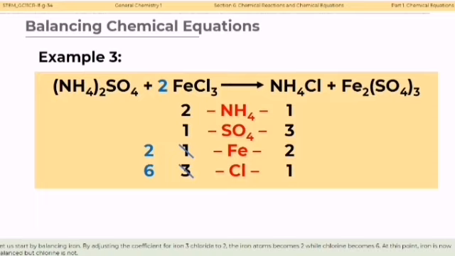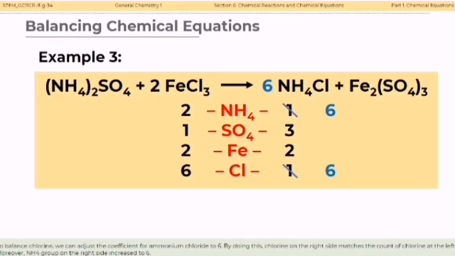Let's start by balancing iron. By adjusting the coefficient for iron 3 chloride to 2, the iron atoms become 2 while chlorine becomes 6. At this point, iron is now balanced, but chlorine is not. To balance chlorine, we can adjust the coefficient for ammonium chloride to 6. By doing this, chlorine on the right side matches the count of chlorine on the left side. Moreover, the NH4 group on the right side increased to 6.